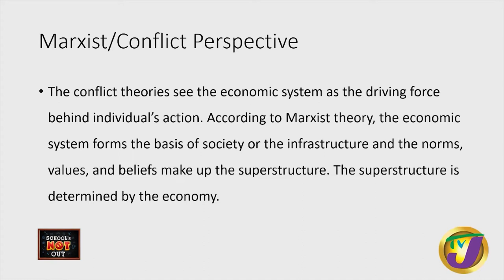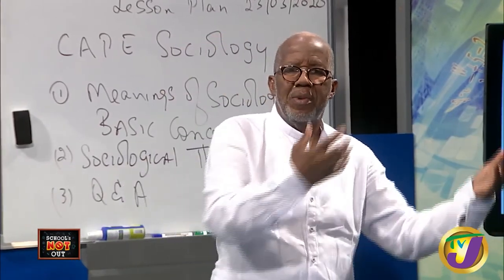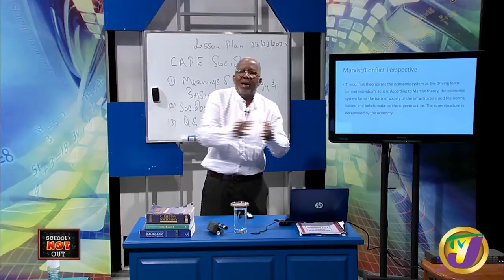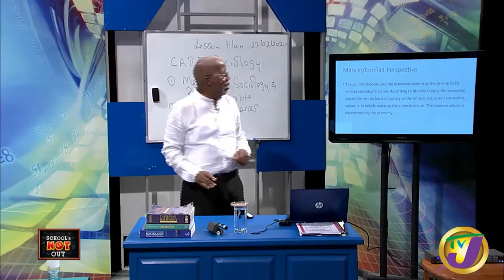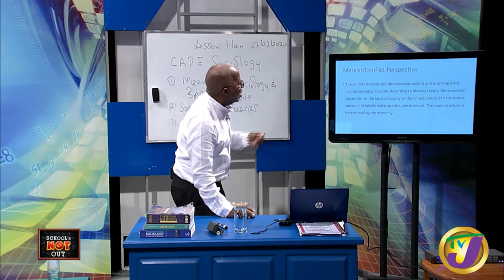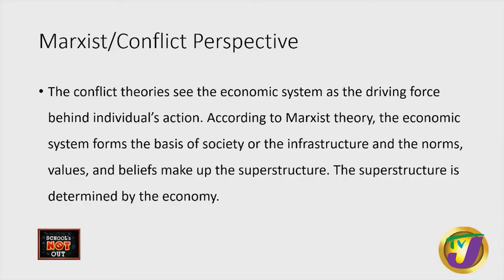As I said, because they are in criticism of functionalism, they start at the other end of the spectrum. So functionalism, social order; Marxist conflict, no, we deal with conflict. Because it draws heavily on Marxist theory, part of Marxist theory is also called the theory of economic determinism. In other words, according to Marx, the economy, or your money, determines your behavior and your values. The economy forms the base of society, or the infrastructure, which then creates a superstructure of values and belief system. In other words, money determines your value system.